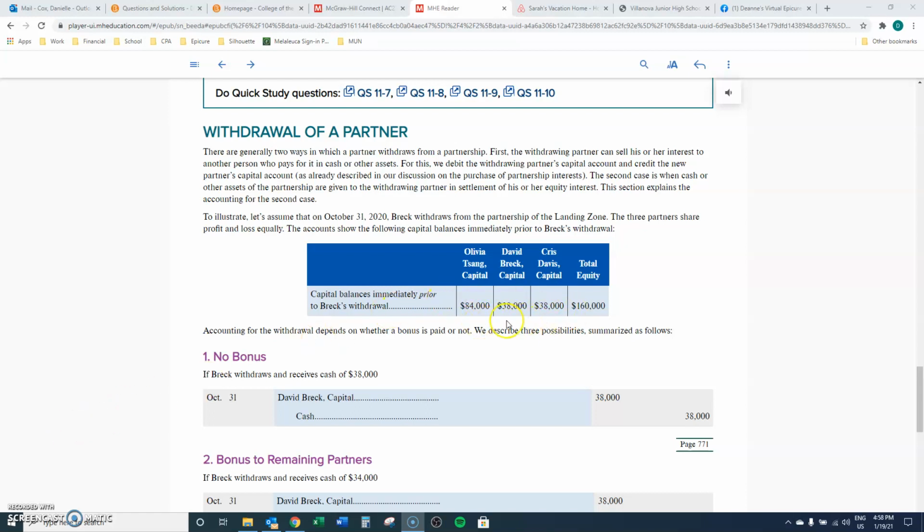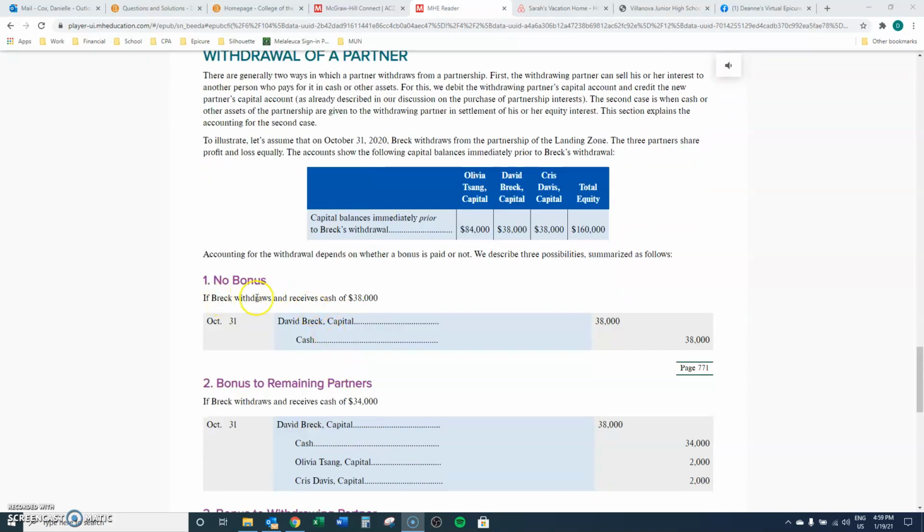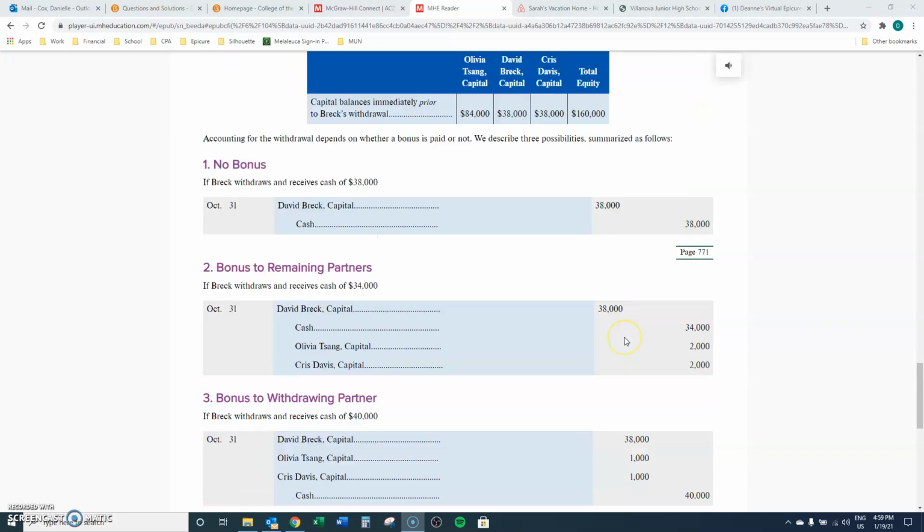So this is where we start. There are three partners now: Olivia at 84, David at 38, and Chris at 38. This is where we're going to be right before Beck withdraws. Here he's going to withdraw with no bonus, so he receives exactly the amount of his investment, 38 in his capital account. So we debit his capital account and credit cash to account for giving him $38,000 in cash, and now his capital account will have a zero balance.